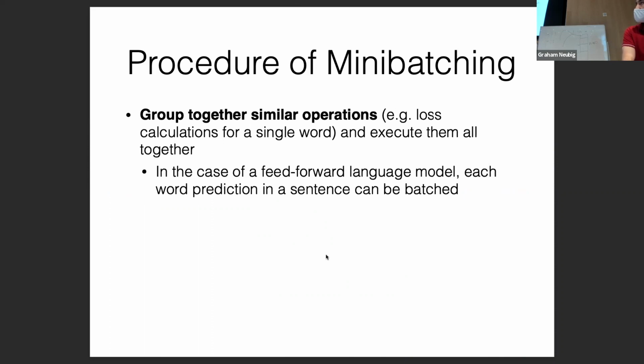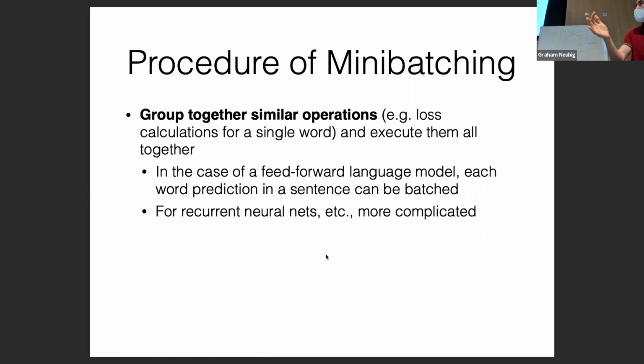In the case of a feed-forward language model, each word prediction in a sentence can be batched together because they're all the same shape. They all use 2 previous words to predict the next word, for example. For recurrent neural networks or any other setting where we are processing variable-length sentences, it would be more complicated.